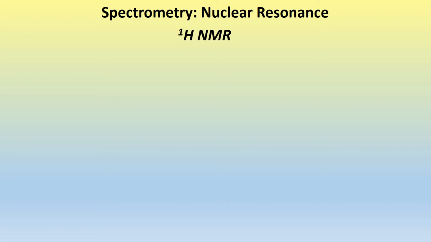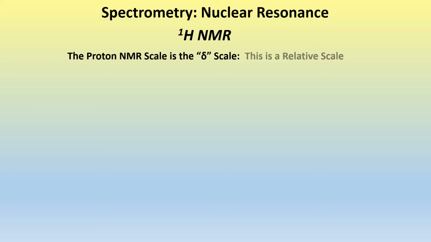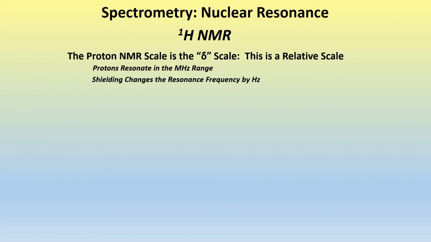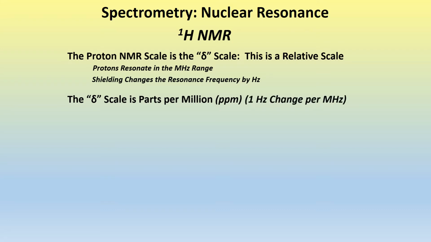The proton NMR scale is called the delta scale. This is a relative scale. Protons resonate in the megahertz range. However, shielding only changes the frequency by a factor of several hertz. The delta scale is therefore calculated in parts per million, ppm. In other words, in frequency, one hertz change of the resonance frequency per million hertz of resonance.